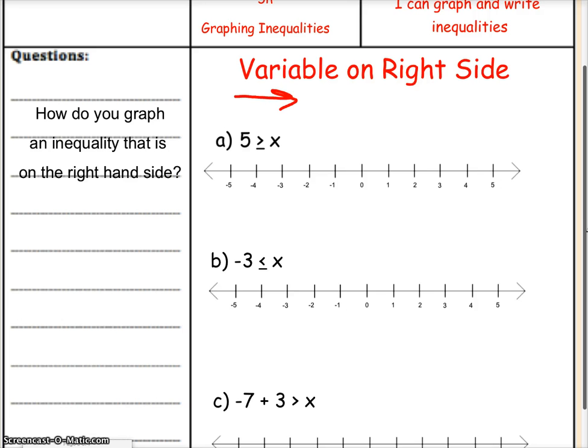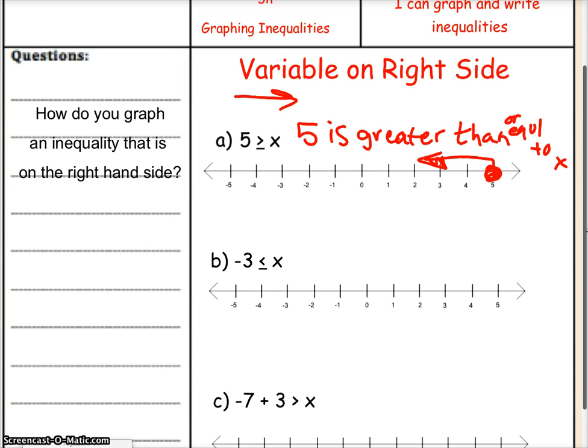So here, this is what I say. 5 is greater than or equal to x. So if 5 is bigger than x, what is x? Smaller. So if 5 is bigger than or equal to x, then x has to be smaller than 5. So I put a colored in circle at 5 and I go to the left. Okay?